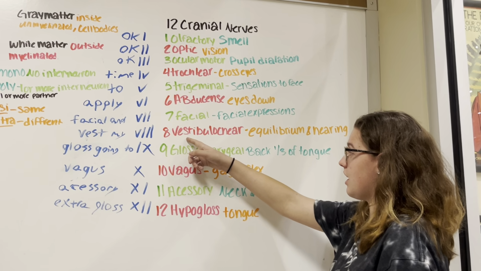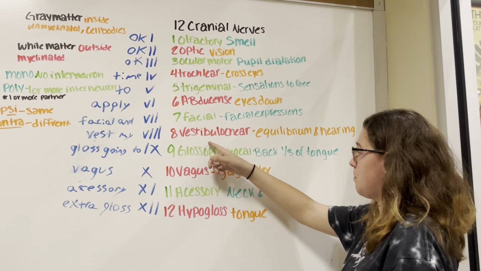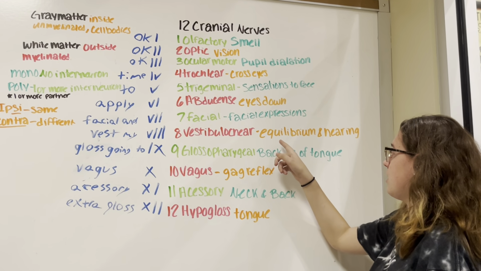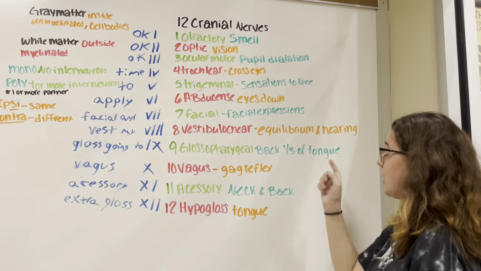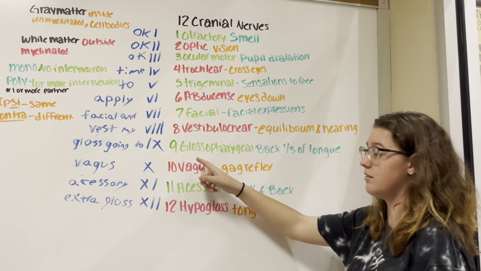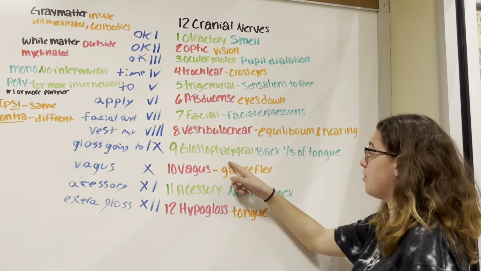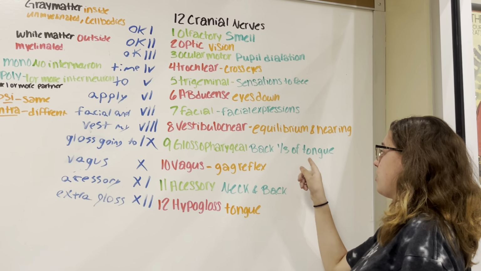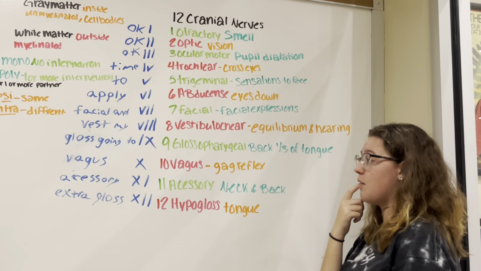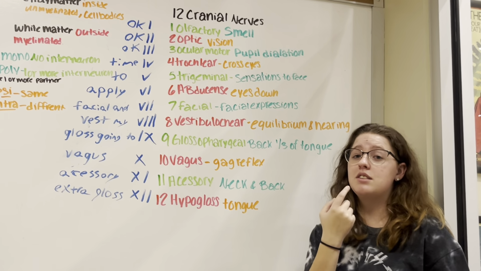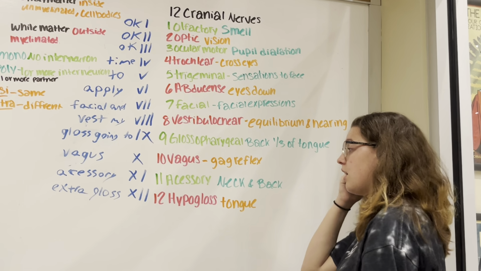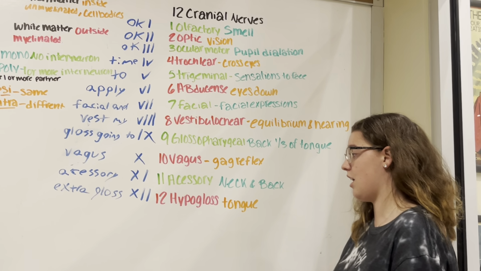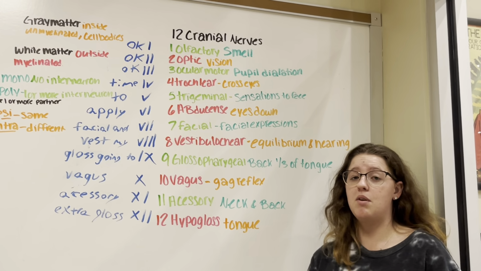Alright, and then we have the vestibulocochlear. So that's going to be equilibrium and hearing. Then you got glossopharyngeal, which is the back third of the tongue. And then from the tongue, we're going to vagus, so that's going to be the gag reflex further in. And then you have your accessory, it's going to be your neck and your back. And then hypoglossal, it's going to be the rest of your tongue.